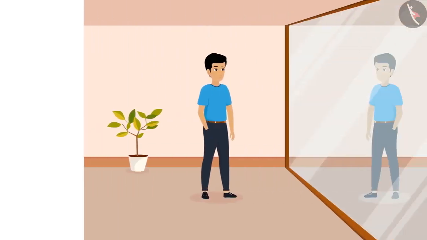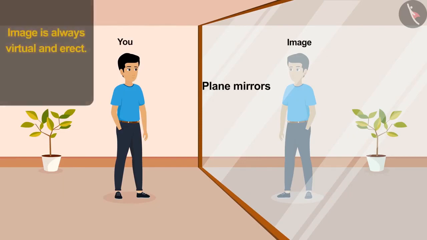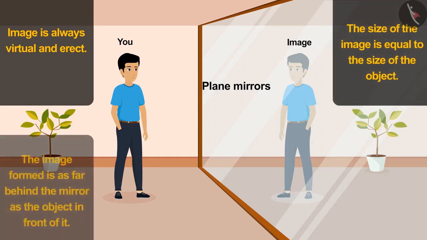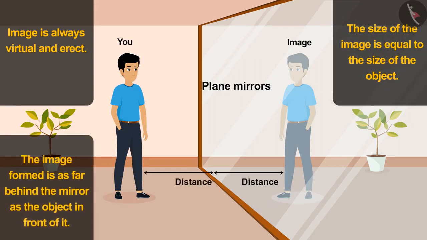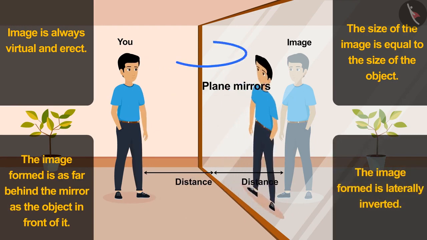Along with that, we are also familiar with the properties of the image formed by plane mirrors. Number 1. The image formed by the plane mirror is always virtual and erect. Number 2. The size of the image formed is always equal to the size of the object. Number 3. The image formed is as far behind the mirror as the object in front of it. Number 4. The image formed is laterally inverted.